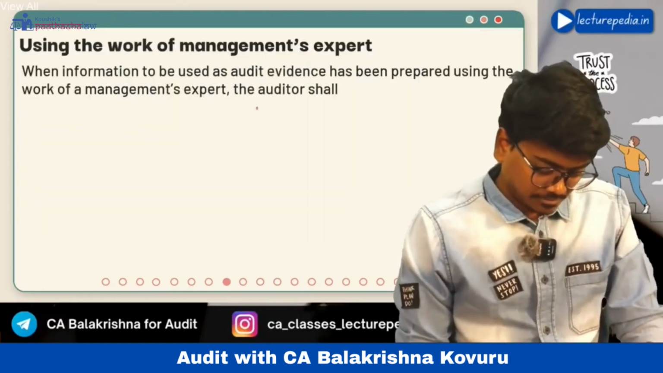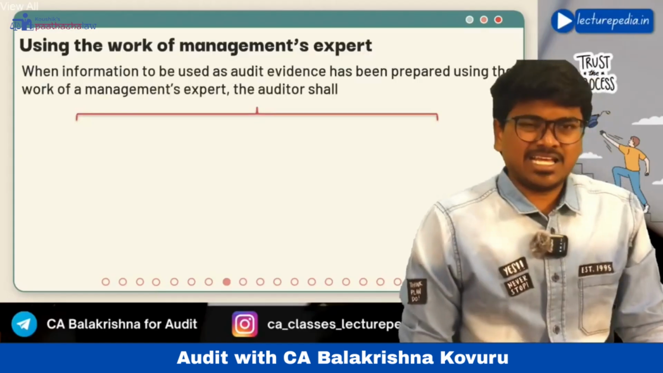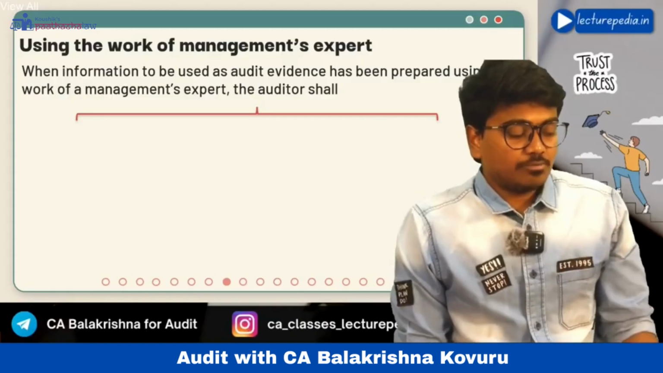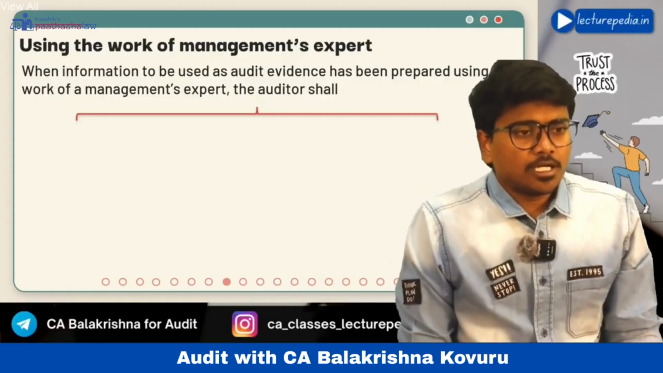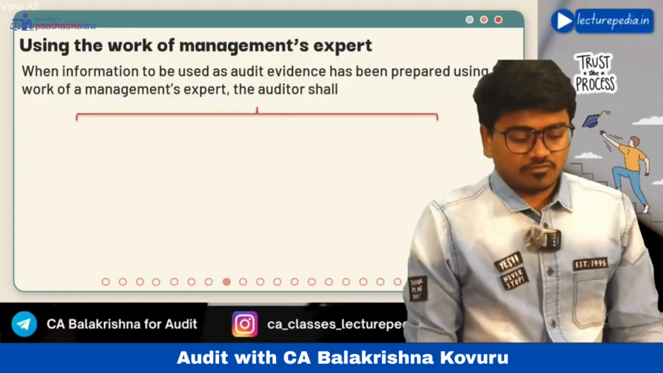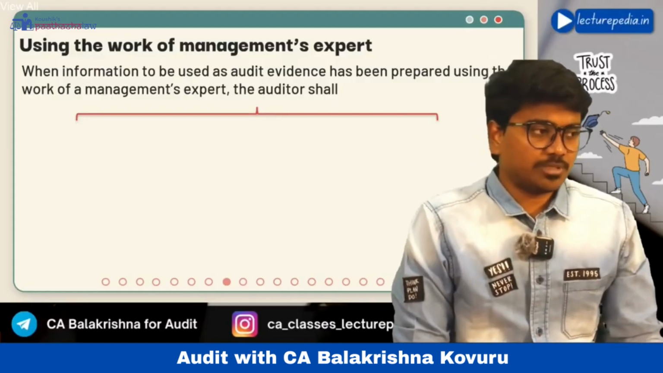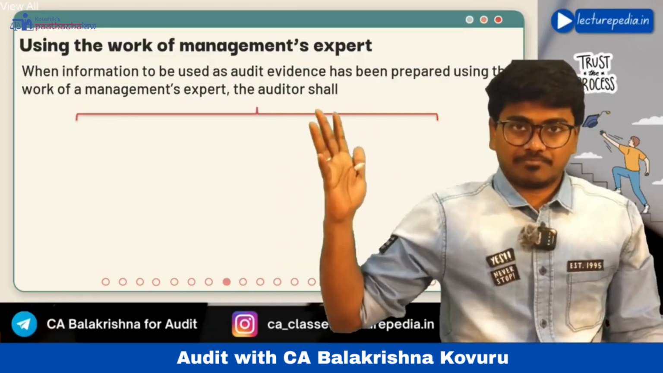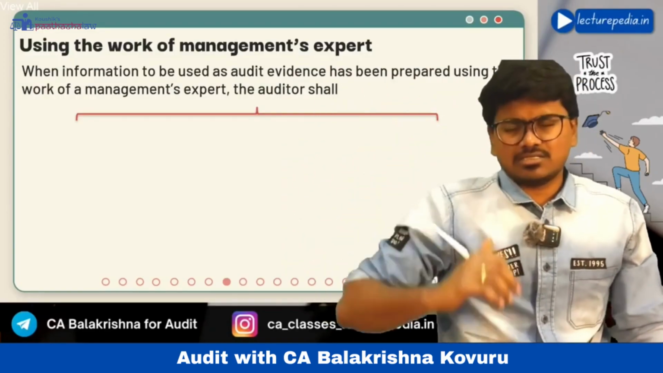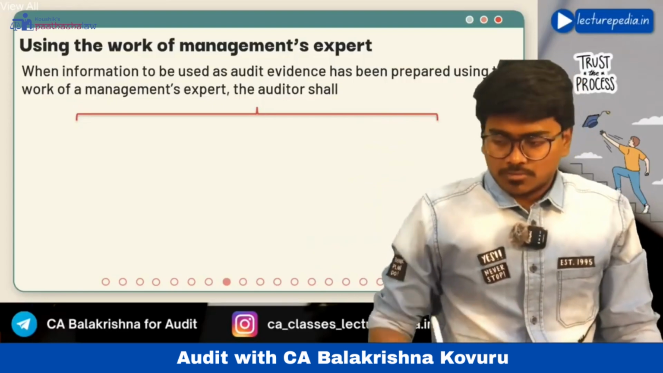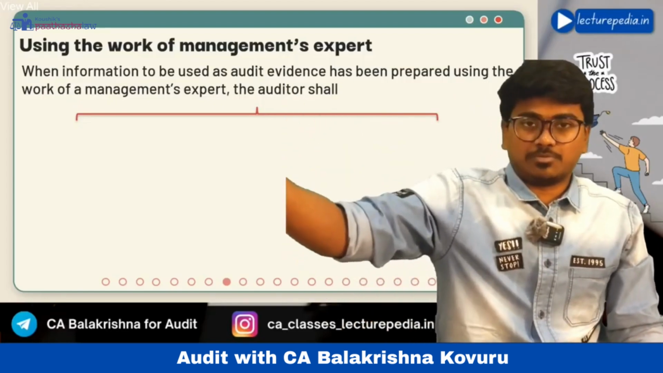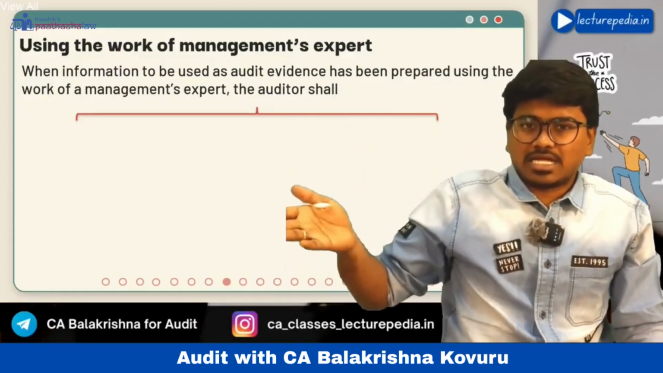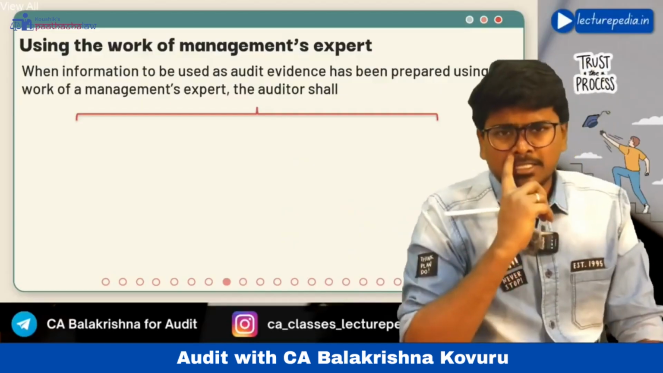Next, using the work of management's experts. See, sometimes what will happen is, let's say for example, gratuity calculation. Now for calculation of gratuity, for providing the correct provision with respect to gratuity, management might use some external expert who is expert in calculating gratuity provision. Now that person will be known as management's expert. Now he has performed a calculation, and based on that calculation provision has been made in the books of accounts.